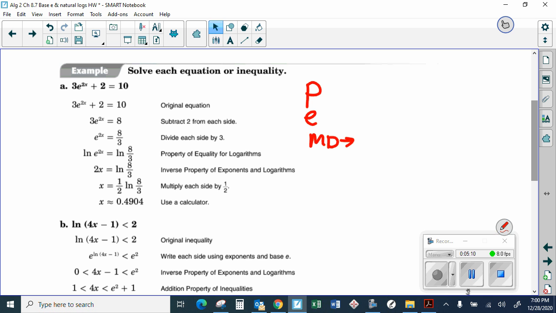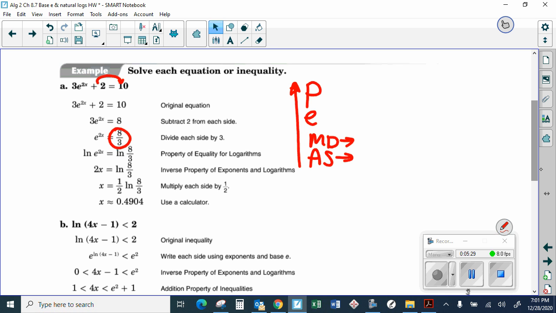Better know how to write this from Algebra 1 in this format. Your Algebra 1 teacher should have taught you. Of course, I taught you if you had me in geometry. Reverse PEMDAS. So we add or subtract first, subtract the 2 across. It gives me 8. Next is division, divided by 3. Gives me 8/3. Now I'm stuck.